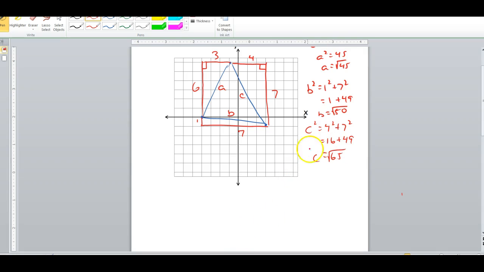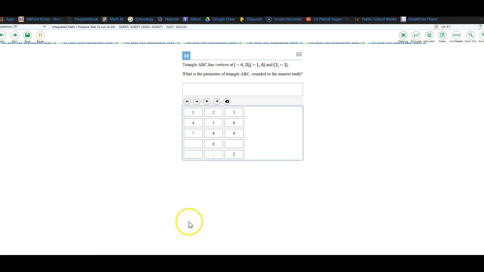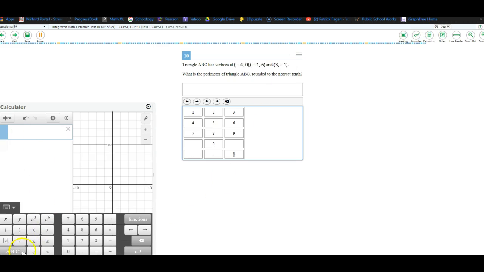And rather than getting the decimal equivalent to all of those and adding them up, to avoid rounding error, let's just go to our calculator. So we have the square root of 45 plus the square root of 65. And the last one was square root of 50. So the nice thing about the Desmos calculator is that it actually calculates it as I go, so I don't even have to hit enter. It tells me that they add up to 21.84, and since I'm rounding to the nearest tenth, I go to the second decimal place, 4, and that tells me to leave it 21.8.